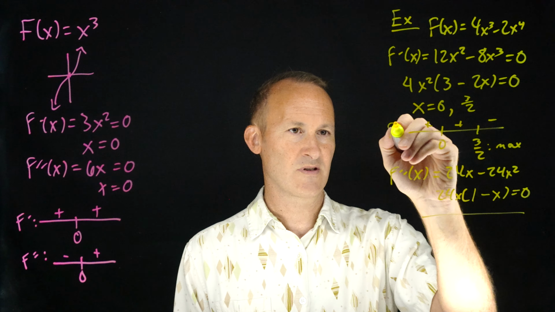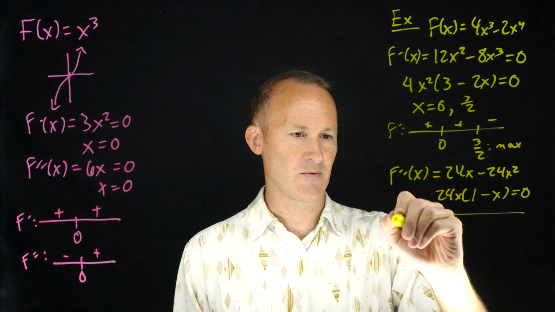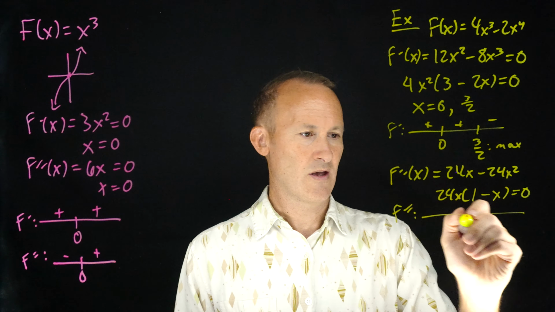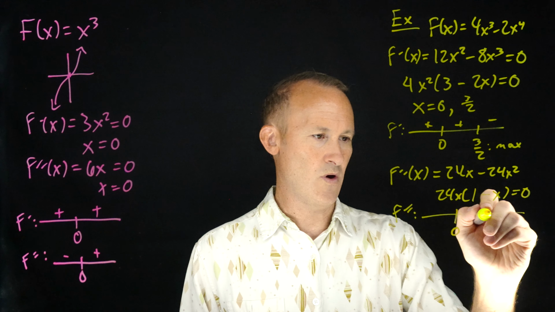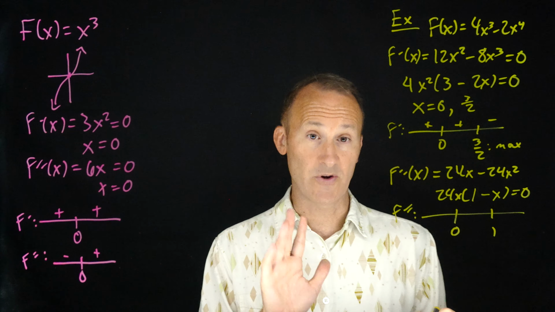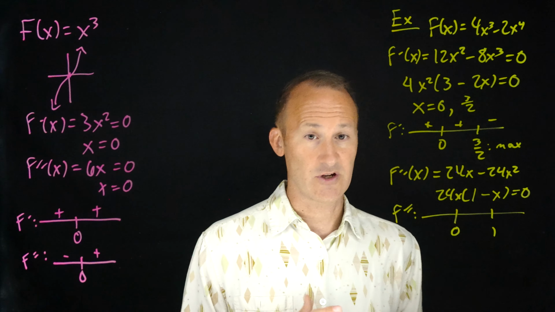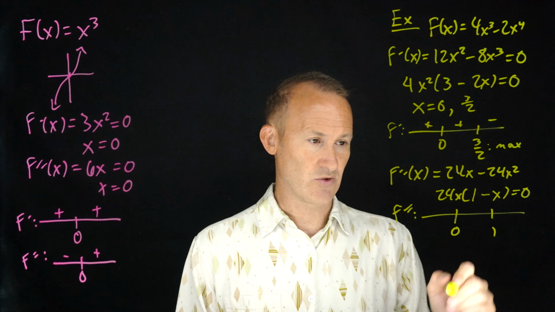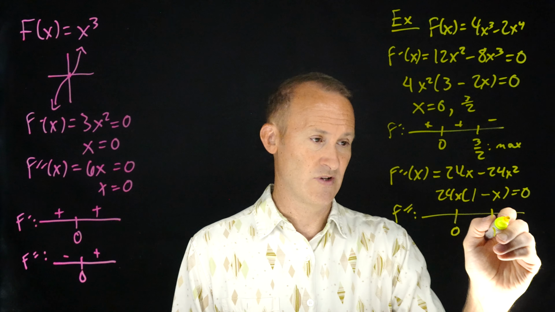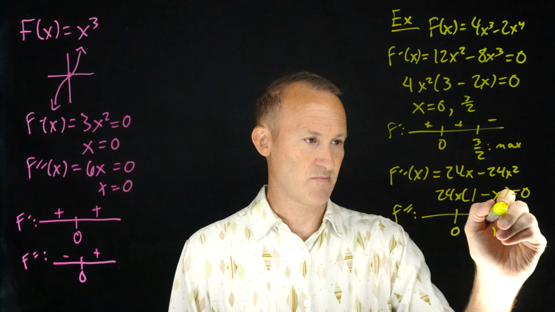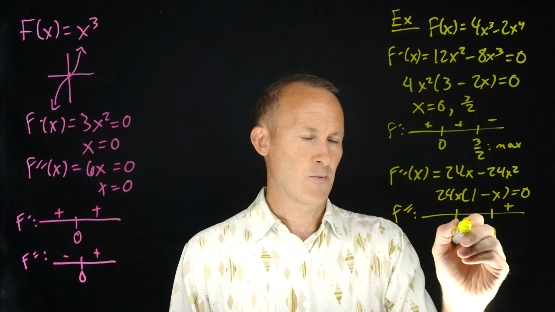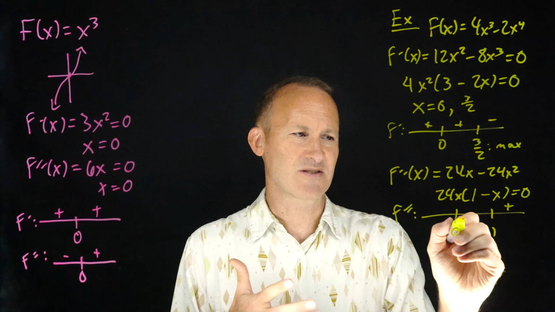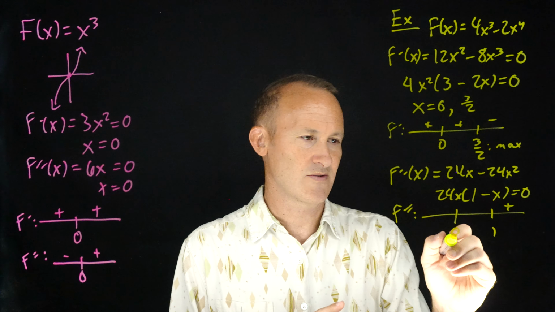Okay, I'm going to label these f prime, and this is f double prime. And we get 0 and 1. Okay, 2 points of inflection. Now let's see how the concavity changes between these points. Okay, so if x is positive, say 2, positive times positive, it's positive. Now, what about 1/2? Okay, the number doesn't matter, the sign is what matters.